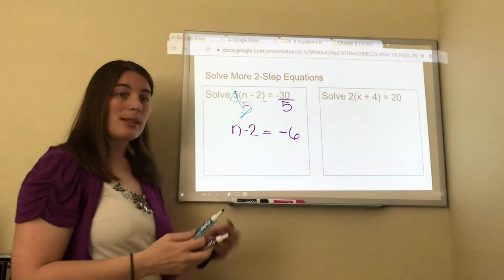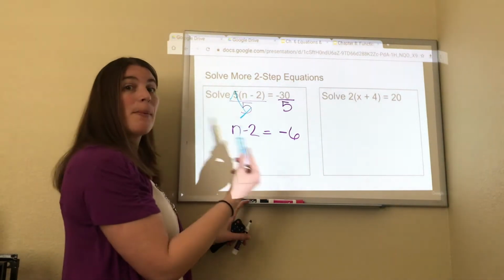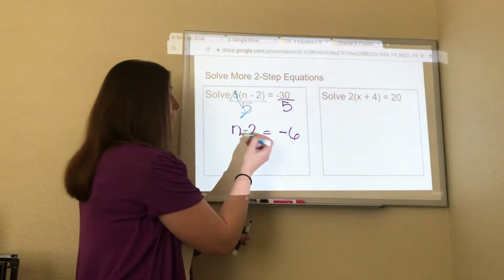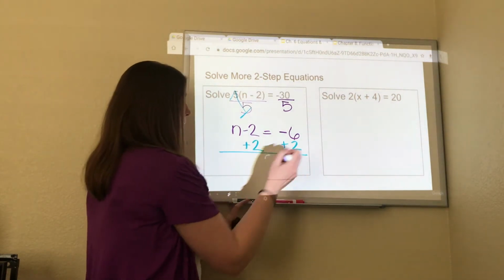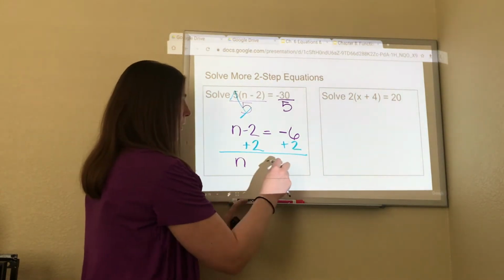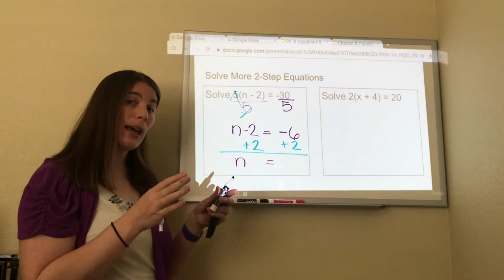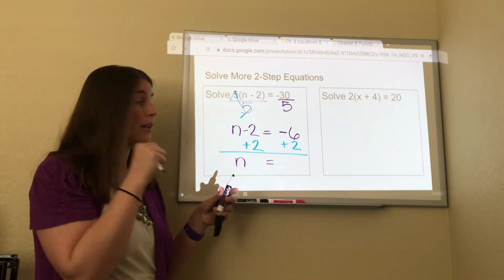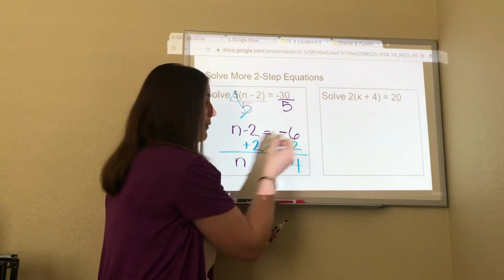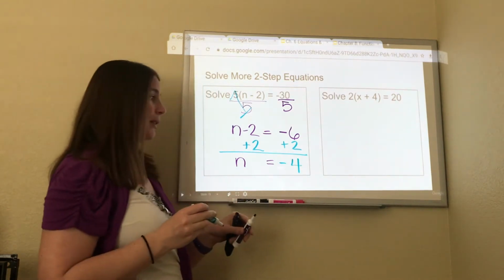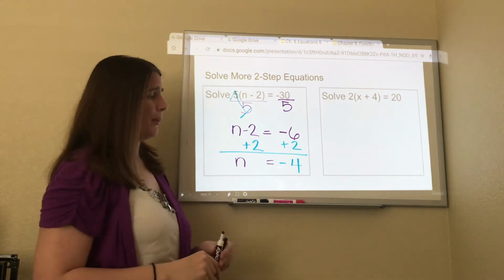Now I'm to the one-step equation. So I have n minus 2. So the opposite of subtracting 2 would be adding 2. So I'm going to add 2 to both sides. So I get n equals, and then -6 plus 2, since they're opposite signs, I like to subtract in my head. So 6 minus 2 is 4. I have more negatives, so my answer is going to be -4. Okay, let's go on to the next problem here.